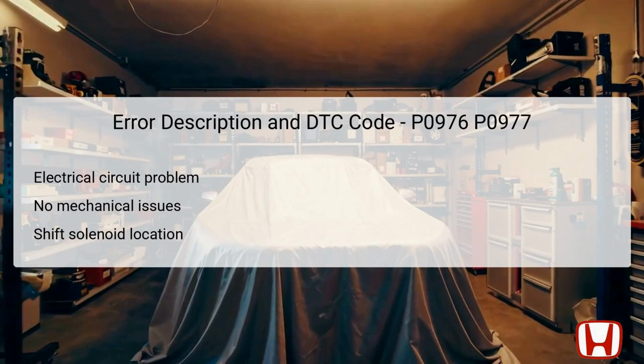system. The DTC P0976 signifies that there is a low signal reading from Shift Solenoid Valve B, whereas P0977 indicates a high signal. Both issues are rooted in the electrical circuitry rather than any mechanical faults within the transmission itself. The shift solenoid valve is located within the transmission assembly and is responsible for regulating the hydraulic pressure needed for gear shifting. It interacts with the transmission control module, TCM, by receiving electrical signals that dictate its operation.